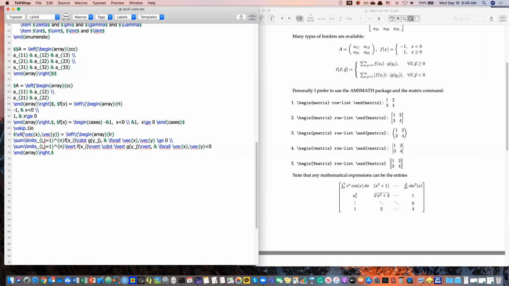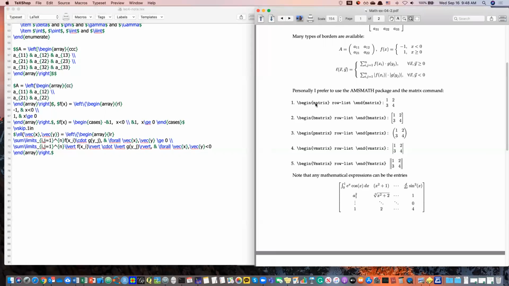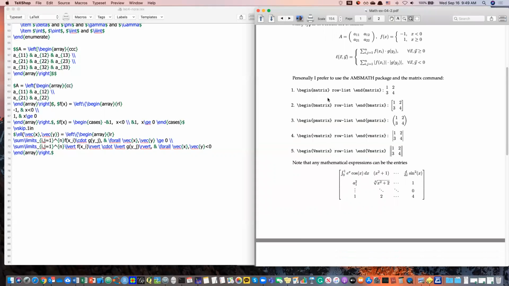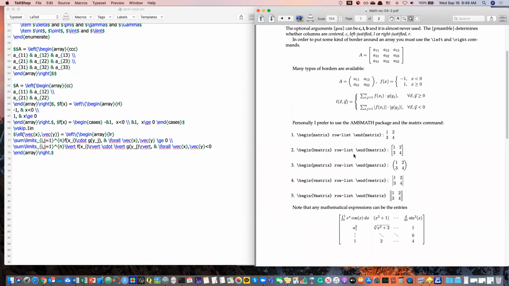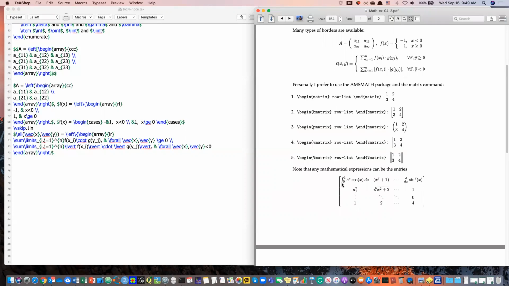You can see that the matrix environment gives just a matrix without any matrix symbol. B matrix gives brackets, P matrix gives just parentheses, V matrix gives a vertical line, and then capital V matrix gives a double vertical line, kind of like a norm. Determinant, right? I'm not going to try this. Just look at this example LaTeX file in the Blackboard. Now next one.